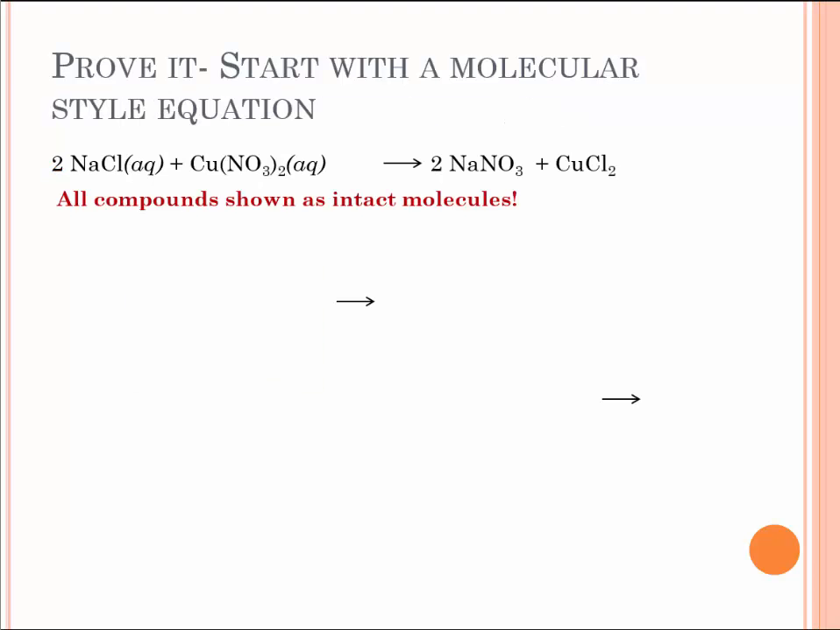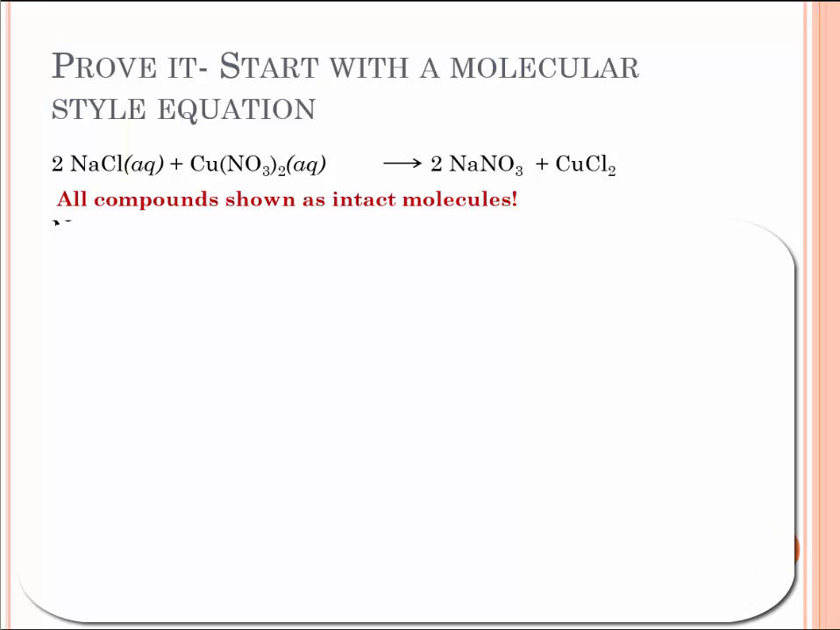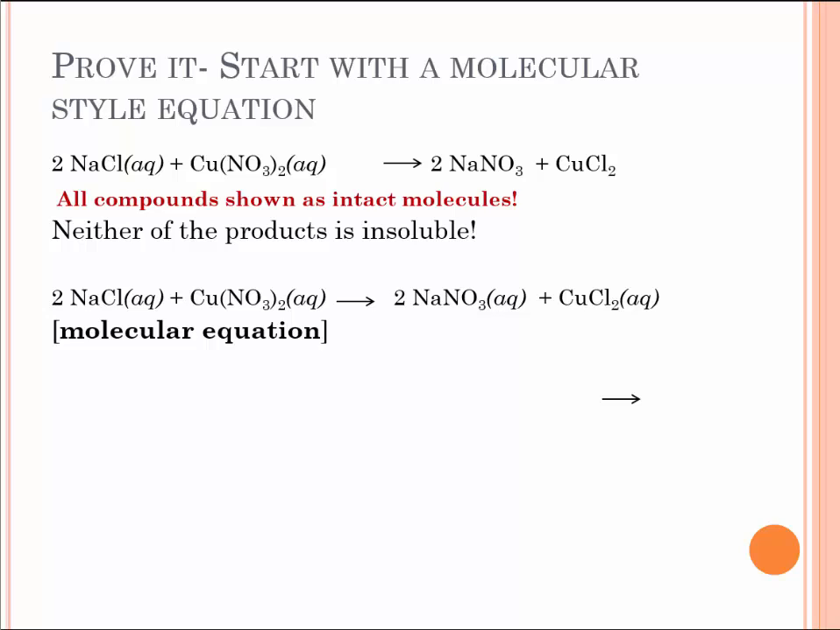So we need to start writing an equation for this. First, let's start with a molecular equation. NaCl plus Cu(NO3)2 will make NaNO3 and CuCl2. We need coefficients to balance. Everything's written as an intact molecule. If we look up the two products, we find out that neither of them is insoluble in water. In other words, both would be aq. That means that we can write the molecular equation as shown partway down the slide.